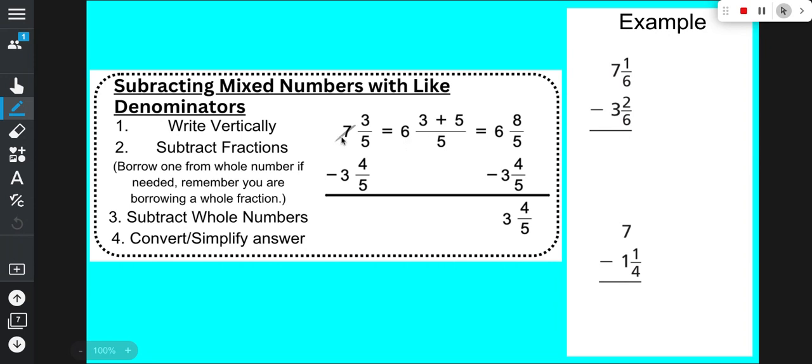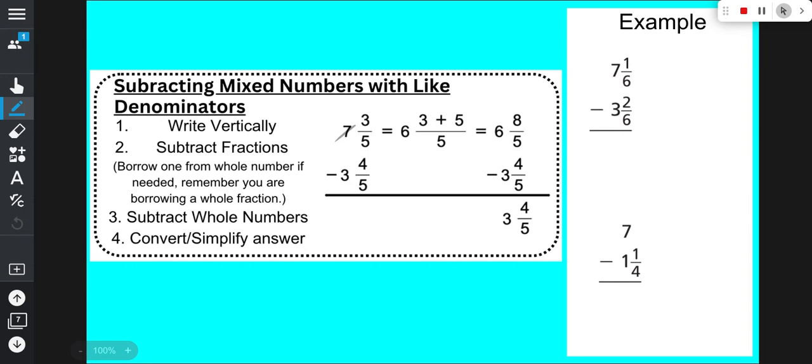So we make the 7 a 6. We borrow a whole fraction, so we add 5 to the 3. And we end up with 6 8/5. We want this odd-looking fraction, this incorrectly written fraction, in order to subtract. Now we can subtract. Start with the fraction. 8 minus 4 is 4. 5 was our bottom number, so we keep it 5. And now we have 6 minus 3, which is 3.